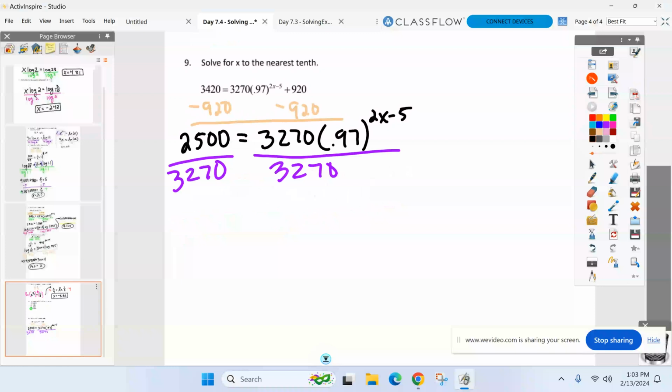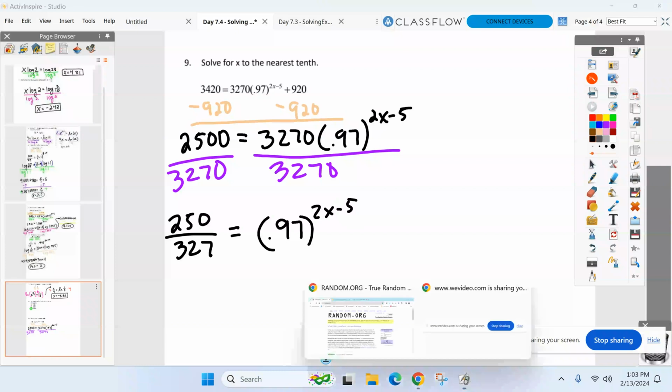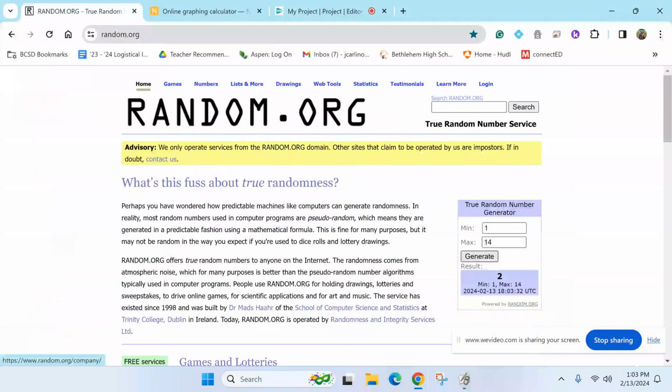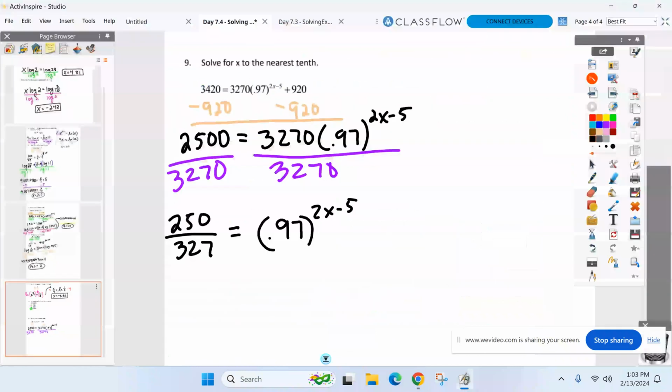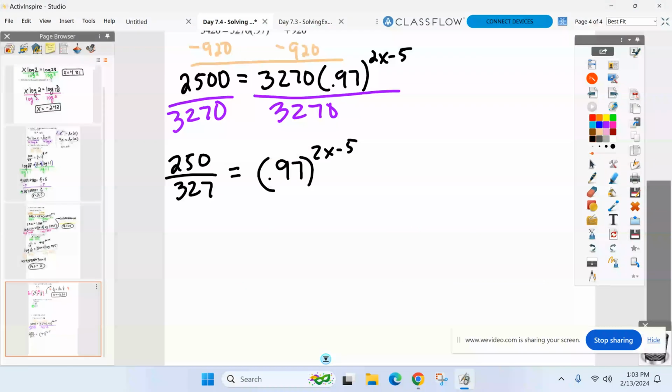That's not a good number, is it? So I'm going to leave it as 250 over 327. Good work. What's it look like next? Uh-oh, here we go. Show it just wasn't a fluke. Let's go, Richie. What do you got? What's it going to look like? Show me it's not a fluke. Come on. Dig deep.